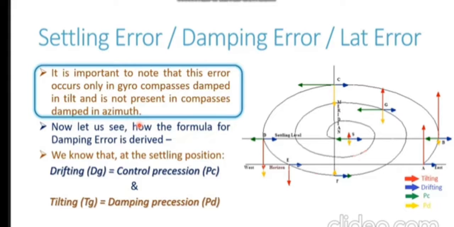Now let us see the derivation of the formula, how the damping error formula is derived, and it helps us to calculate the exact value of the damping error. Now we just saw that at the settling position, drifting is equal and opposite to control precession. So the magnitudes are equal and the directions are opposite. And also tilting is equal and opposite to damping precession. You can see the blue arrow representing the drifting is equal and opposite to the green arrow, which is the control precession. The red arrow, which represents the tilting, is equal and opposite to the yellow arrow, which is the damping precession.